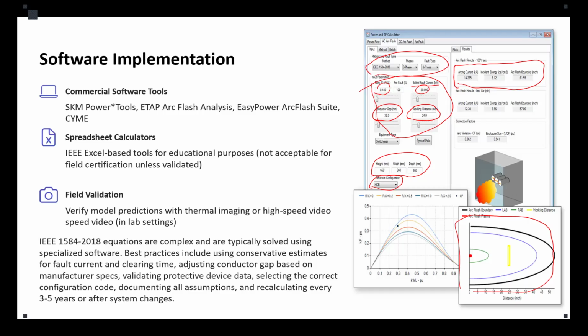Ensure that your software version is updated, so it could include the latest version of the IEEE 1584, the configuration-specific arcing current models, or enhanced enclosure correction factors.